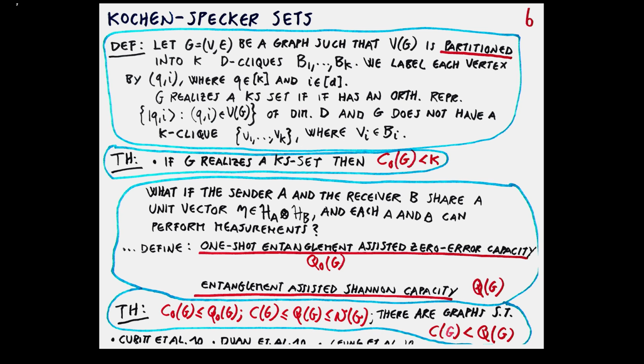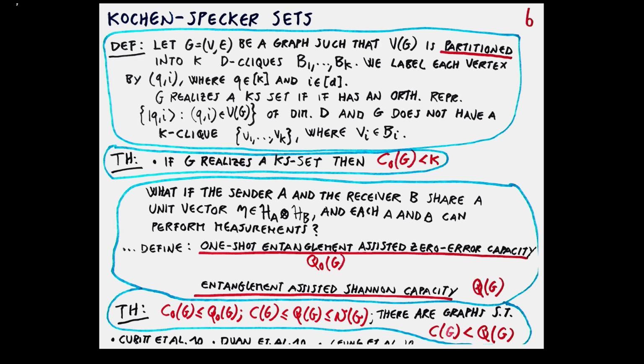And here I label the vectors in this orthogonal representation as I label the vertices, of dimension d, and G does not have a clique of size k, where k was the number of these cliques, such that each vertex of this clique belongs to one of the k cliques. So whenever you have a graph that can be partitioned into cliques with this property, then you say that the graph realizes a Kochen-Specker set. Now, it is important to observe that whenever a graph realizes a Kochen-Specker set, and this is a theorem, then the independence number of the graph is going to be strictly smaller than k, where k is the number of cliques of the partition.